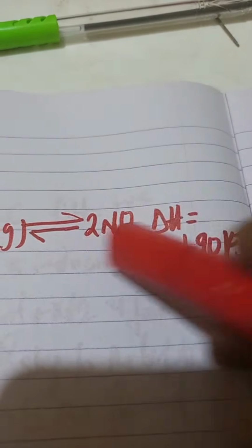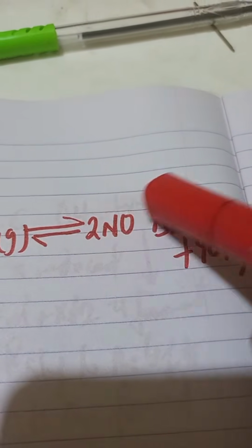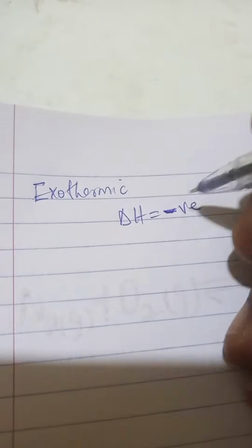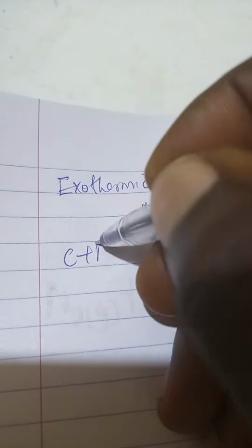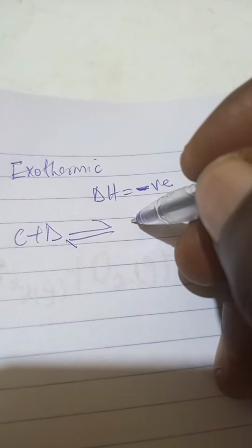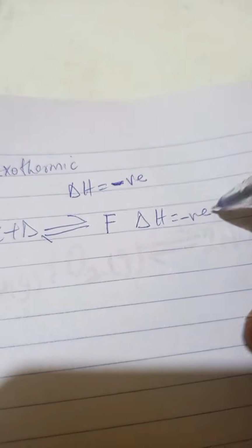This NO here, in case you want to call the name, is nitrogen 2 oxide. Okay, so let's go to exothermic now. I think we're okay with this one. For exothermic, this reaction gives heat to the surrounding, and delta H is always negative. So look at this example: C plus D combine to give, let me say F, and delta H is negative.